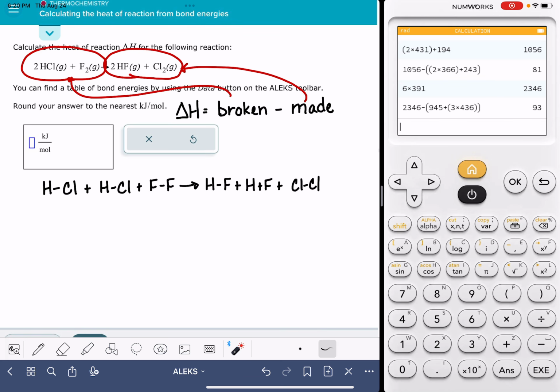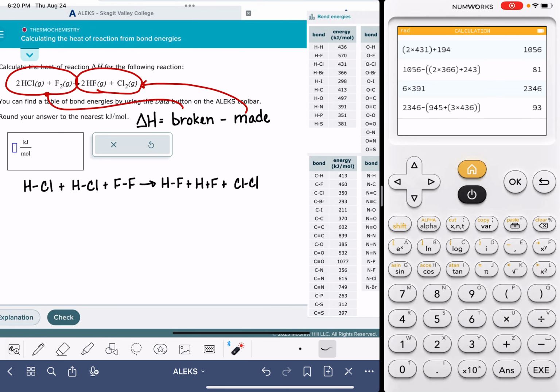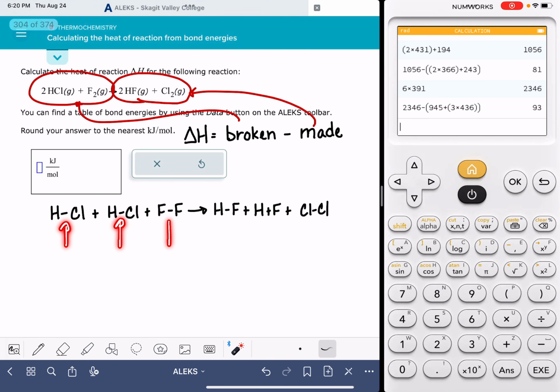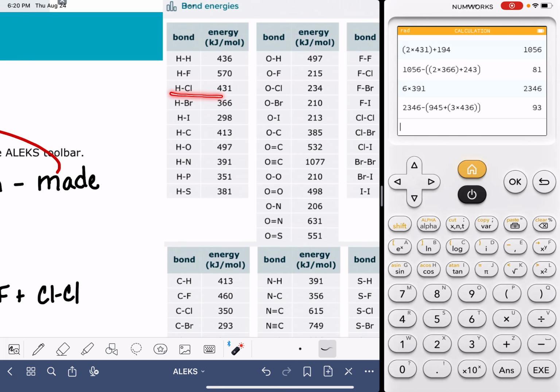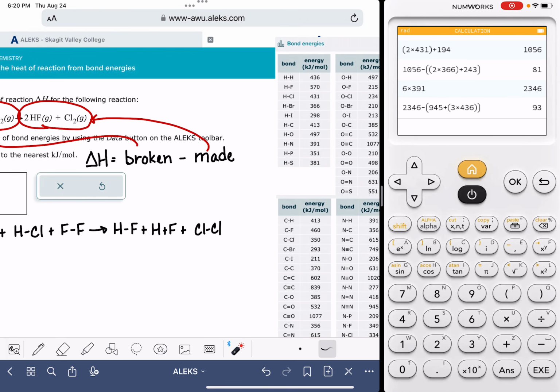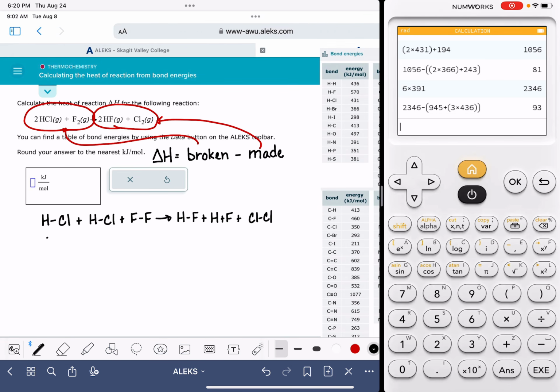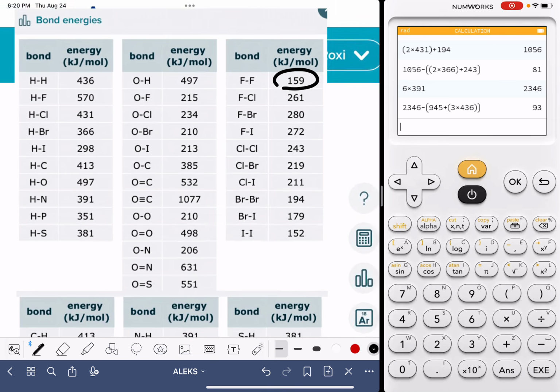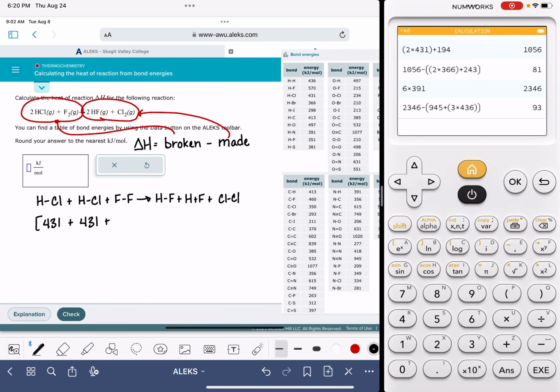So what we can do is use our data table over here to find the energies for all of these bonds that we are breaking. We have an HCl bond and an F-F bond. The HCl bond is located right here. That is 431. The units are kilojoules per mole. I'm going to leave the units off until I get to the very end. So I've got 431 kilojoules per mole for each one of those HCl's. And then my fluorine-fluorine bond over here, that is 159. And these are all of the bonds that need to be broken for this reaction to occur.